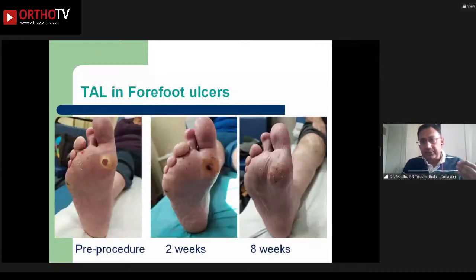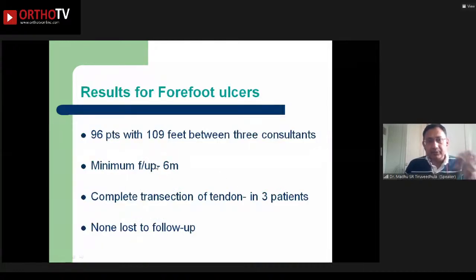Now, progressing the same thing about tendo-Achilles lengthening, we started with forefoot ulcers, then we sort of extended to midfoot ulcers. So we've been doing it for forefoot ulcers from 2018 onwards, and so far we've done, I think, around 200 patients who have forefoot ulcers and who have at least completed 6 months of follow-up. As you can see, with a forefoot ulcer, we do a procedure, pre-procedure, 2 weeks and 6 weeks, the ulcer has healed. So this is when I did the audit, 96 patients, 109 feet, minimum 6 months follow-up.